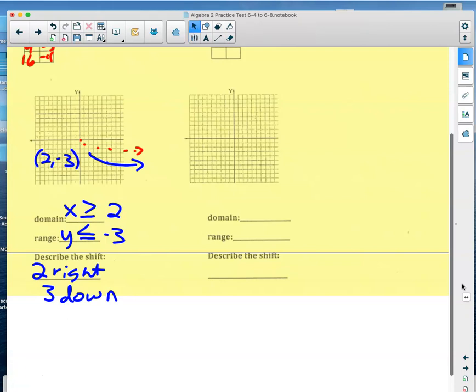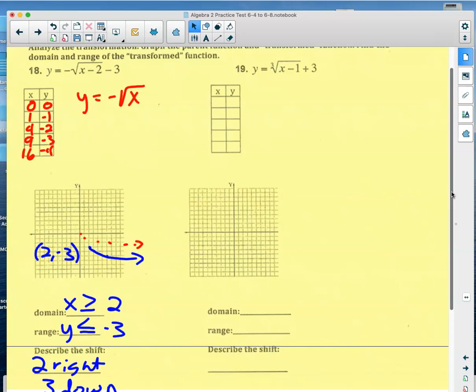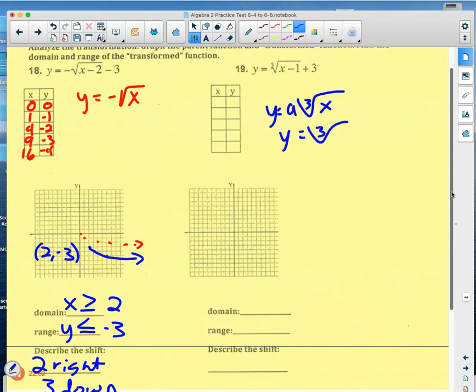Well, this one, hopefully, is still pretty fresh in your mind. y equals cubed root of x minus 1 plus 3. So what should we use for the table part, the equation that'll help us with the table? All we take is the cubed root of x. So in this case, it's just the cubed root of x. That's it.